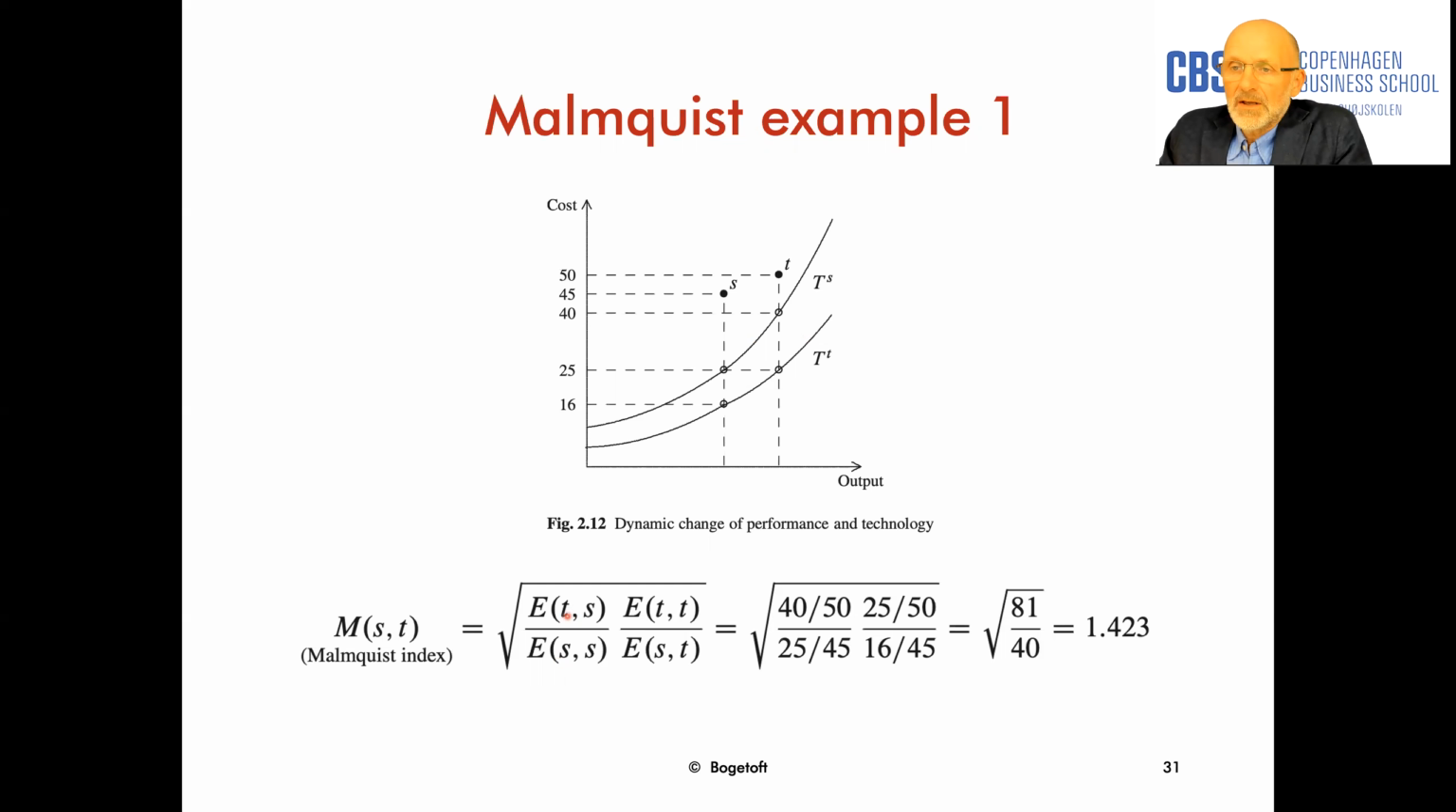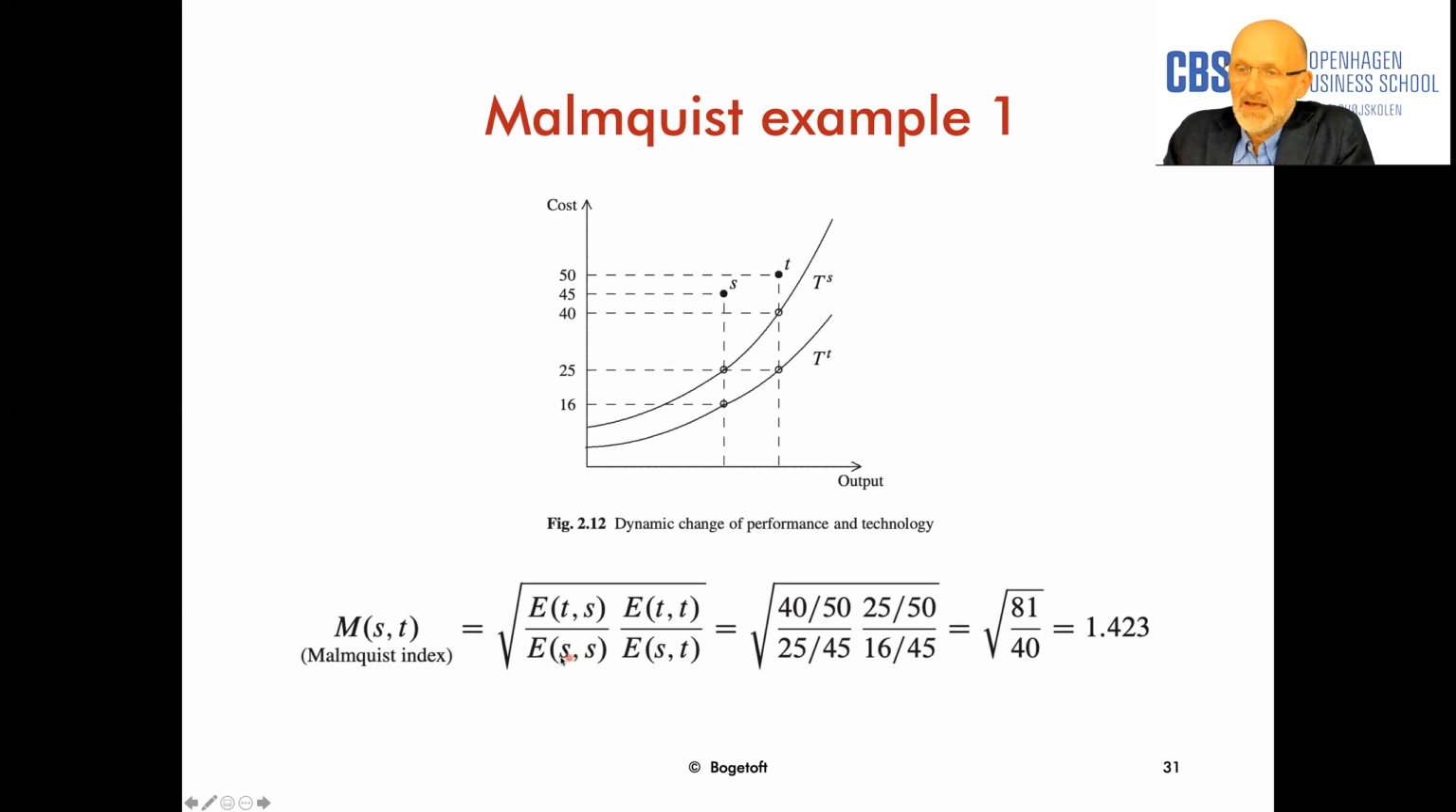Let's just take, for example, this one here. In this ratio, I'm always comparing to technology S, which is this one here. So basically I need to find the efficiency of my firm at time t against this technology. So t is here. The minimal cost of producing this output level is 40, and my present level is 50. So my input efficiency at time t, if I compare to technology at time s, is 40 divided by 50.